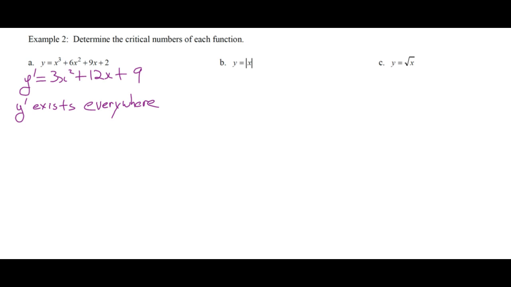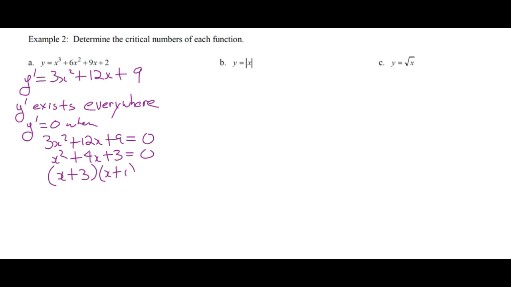Because what do we need? Critical numbers. What are the critical numbers? Where y prime is 0 or it does not exist. And it does not exist. I mean, it exists everywhere. So that's covered. And then we need what? Well, we've got to figure out where y prime is equal to 0, right? So y prime equals 0 when 3x squared plus 12x plus 9 is equal to 0, which means x squared plus 4x plus 3 is equal to 0.